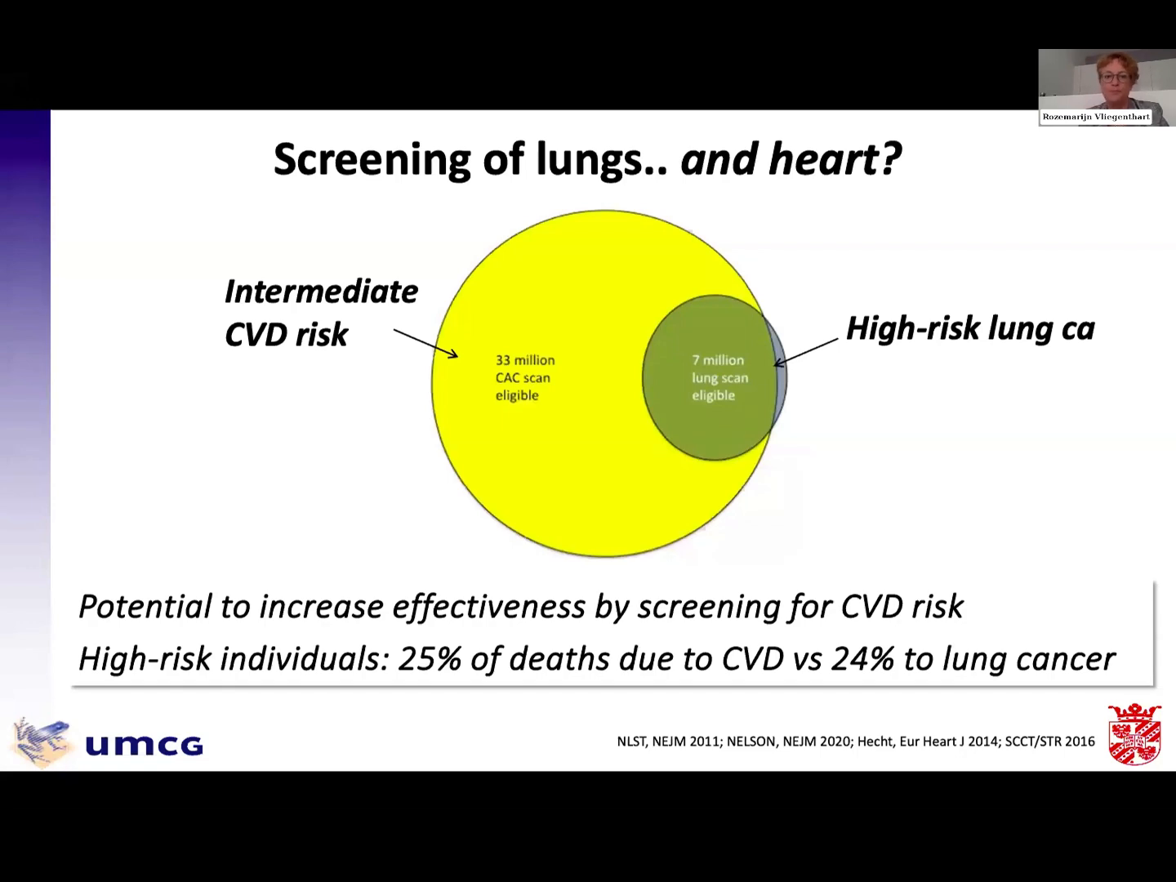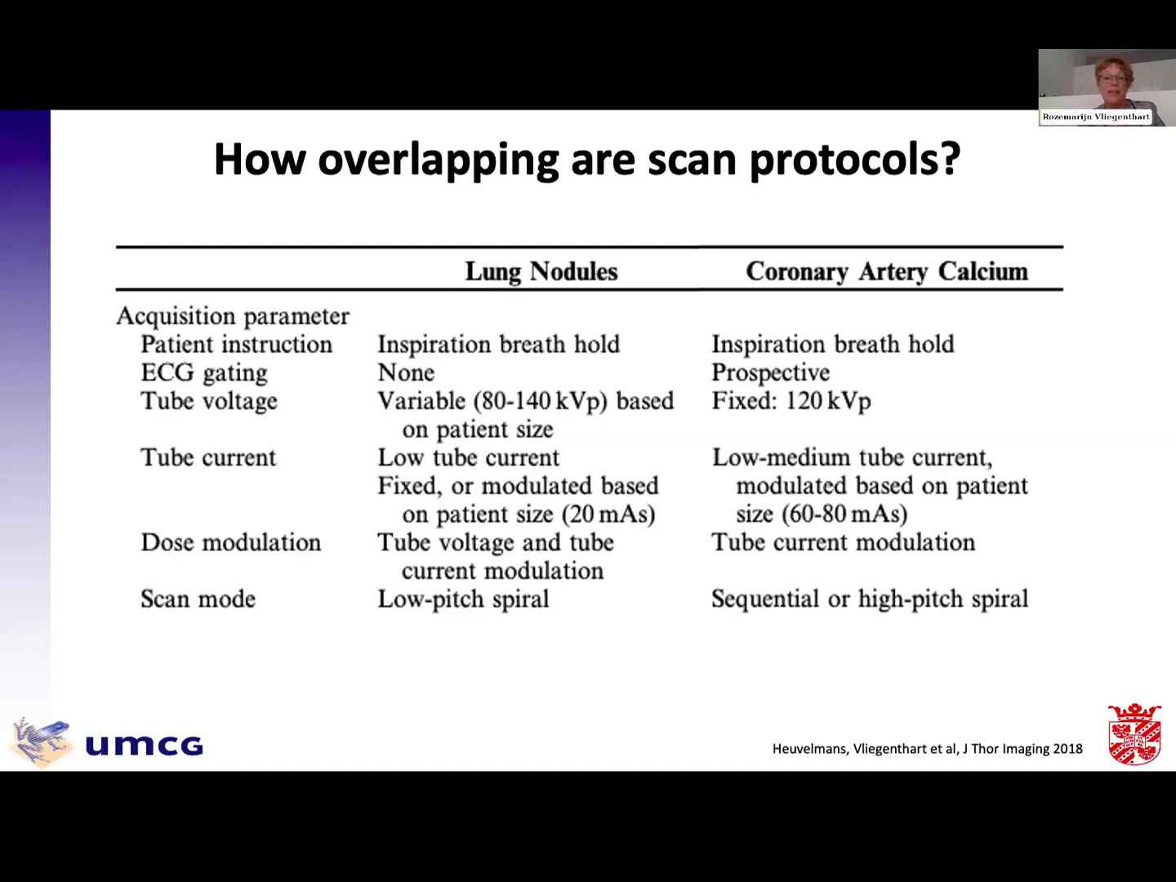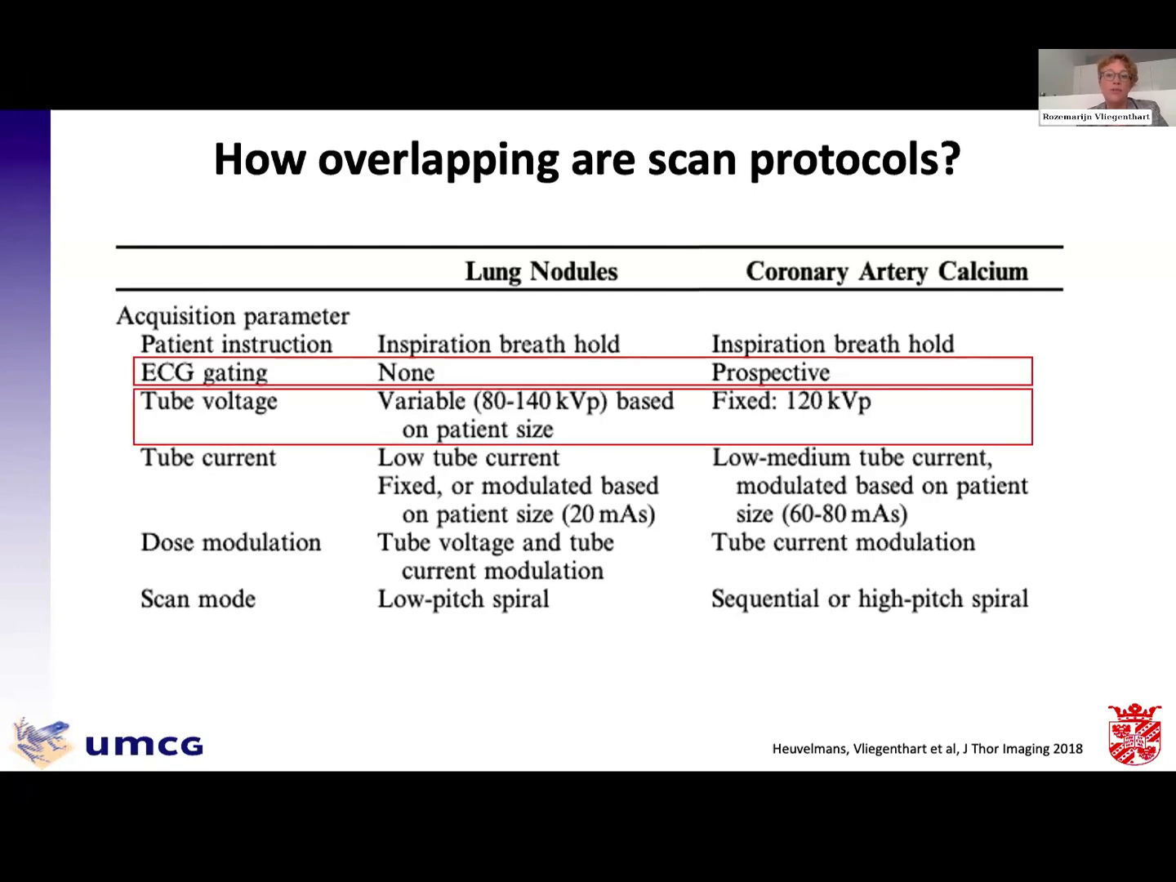Now, when we look at the scan protocols for lung cancer screening, for detection of lung nodules, and coronary calcium scoring, and this is from a review we published some years ago, there are quite some differences. So, for example, in lung cancer screening, we do not use ECG synchronization. The tube voltage in lung cancer screening can vary from 80 to 140 kVp, depending on patient size, while in coronary calcium scoring, it's basically fixed at 120 kVp.